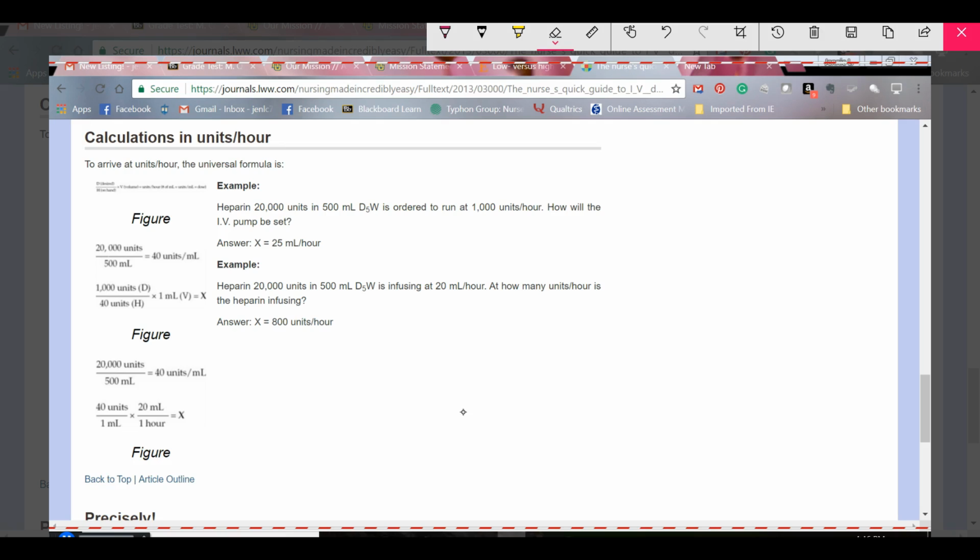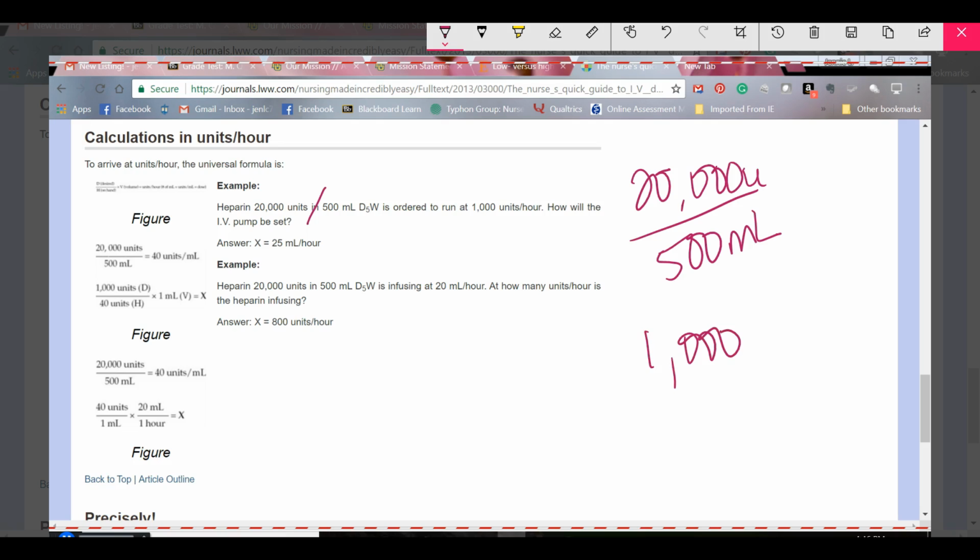All right, so I want to use this as an example. For example, heparin 20,000 units. You have 20,000 units in 500 mLs of D5W, so we really don't care about that right now, is ordered to run at 1,000 units per hour. We want to find out how many mLs per hour we're going to run that at.